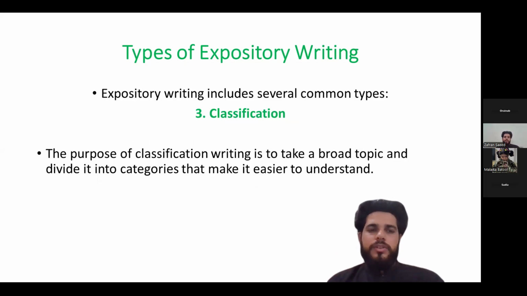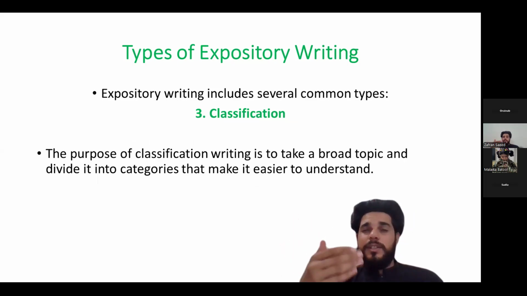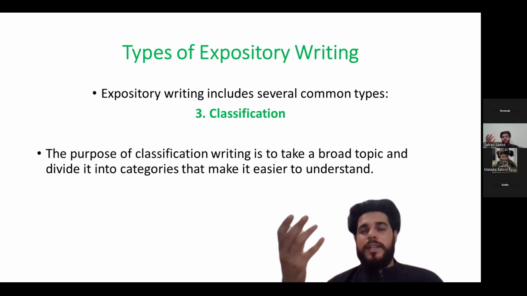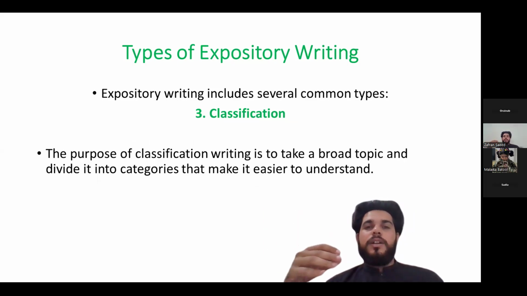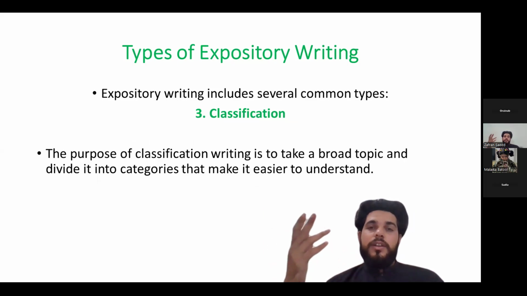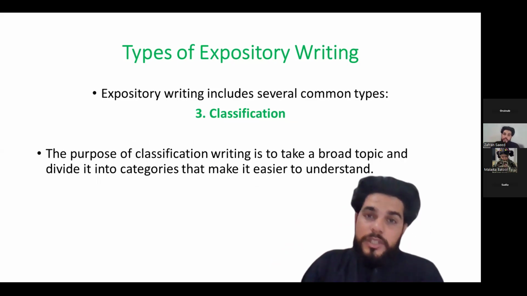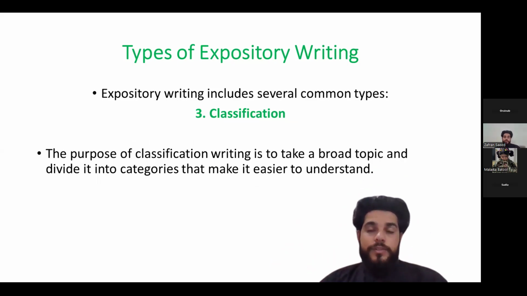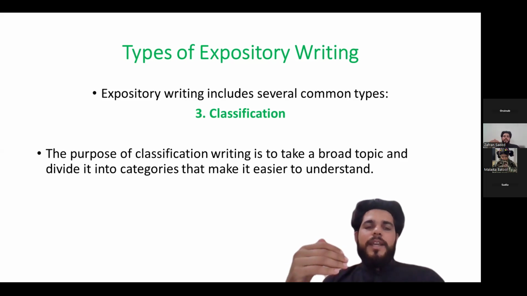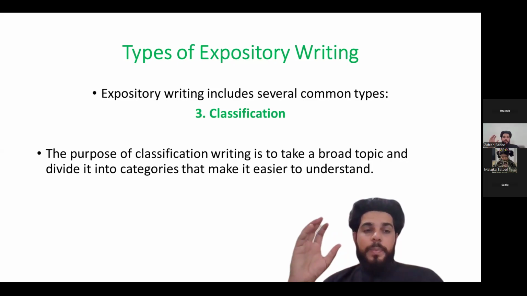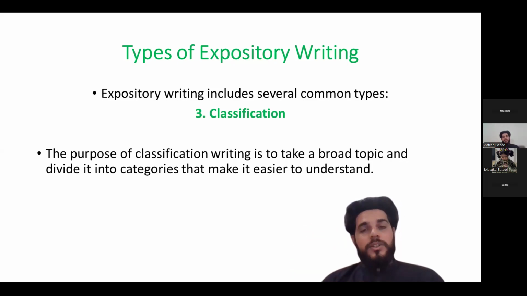Another, we have classification. As far as classification is concerned, you are well aware of it, and you have studied a lot in biology. For example, classification of plants, or vertebrates and invertebrates, or in education, if we talk about education, it is classified in three areas: formal education, informal education, and non-formal education. So here classification means that the purpose of writing is to take a broad topic and divide it into categories that make it easier to understand.